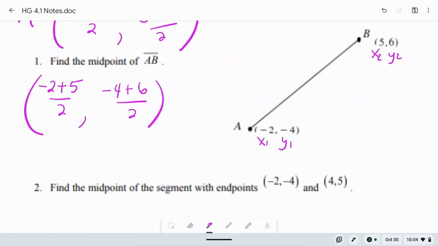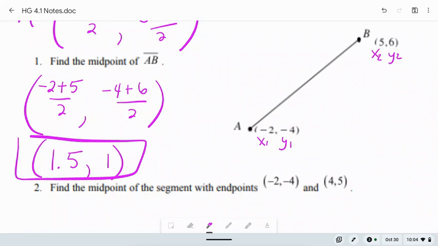So -2 plus 5 would give me 3. And then 3 divided by 2, I can either write it as 1.5 or 3 over 2 for the x. Then for the y, -4 plus 6 is +2. 2 divided by 2 would give me +1. So this would be where the midpoint of those 2 points would be located. So the midpoint would be in the middle here, 1.5, 1.